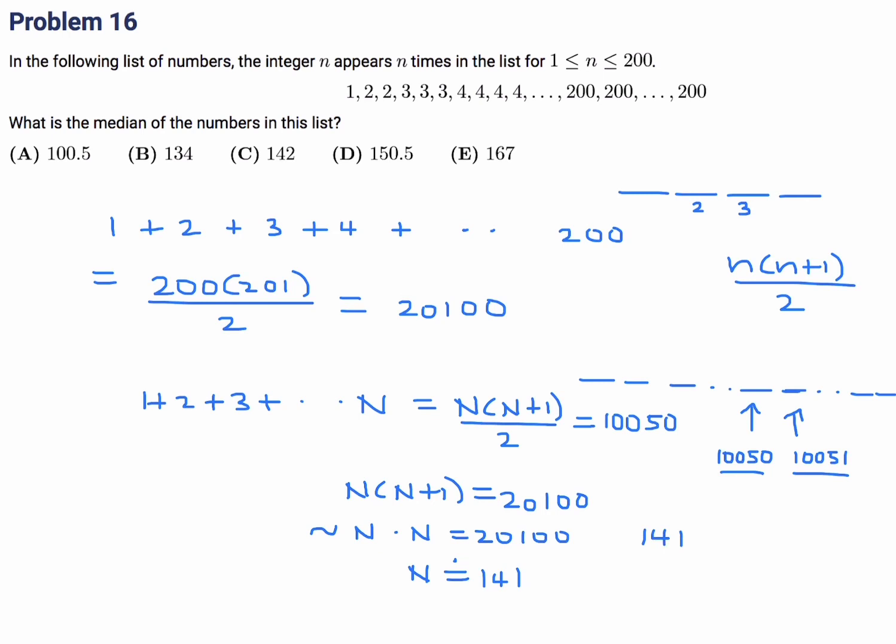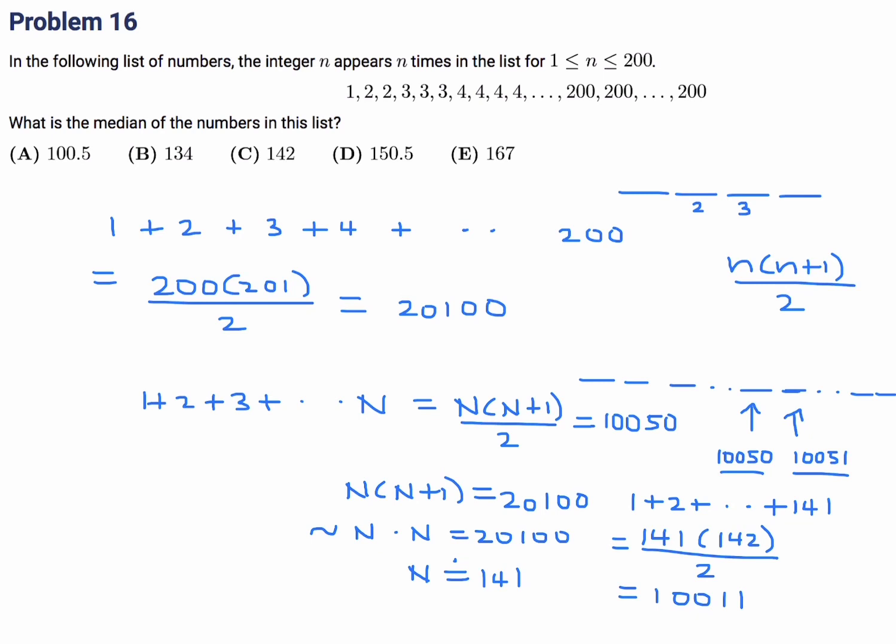141 times 142 divided by 2, right? I'm trying to figure out the number of terms all the way up until 141. That's the formula that you'd use right there. And when you do this math, you get 10011. So when we get to that term, that's the last 141.